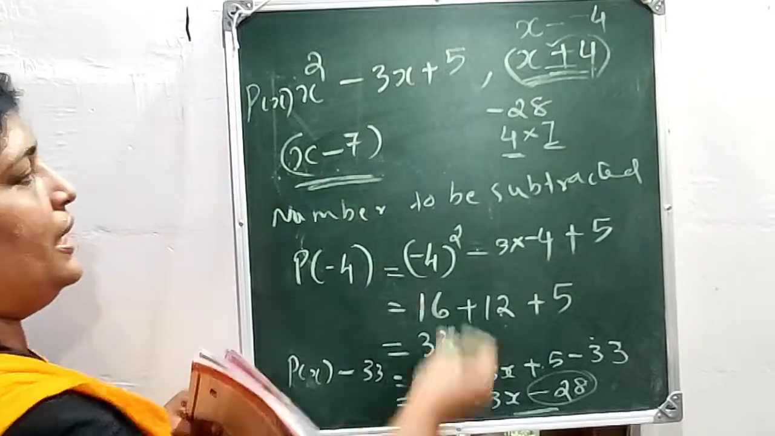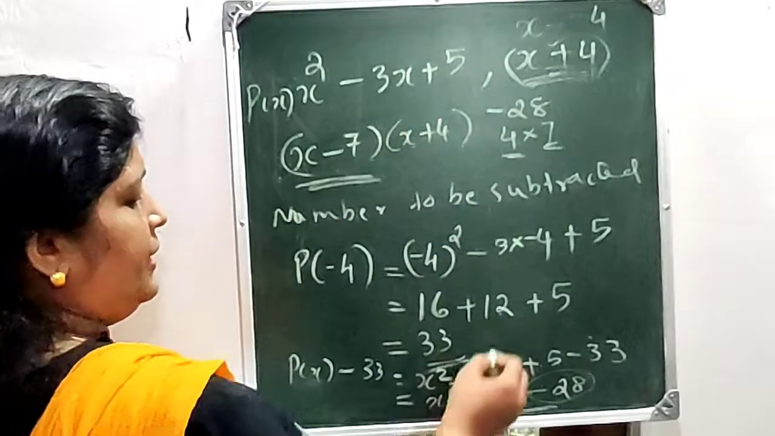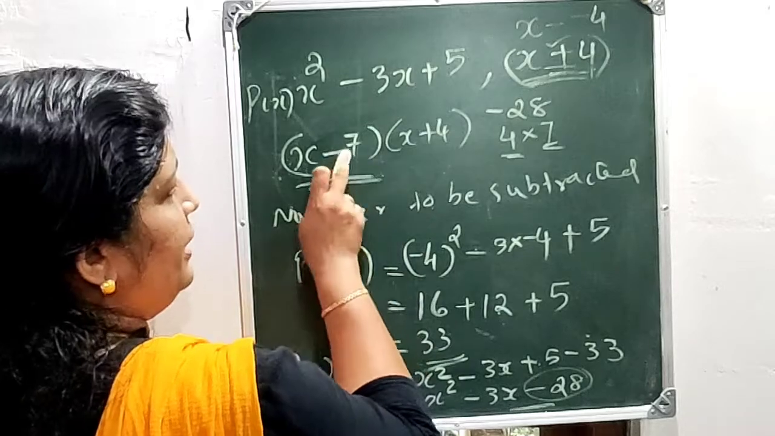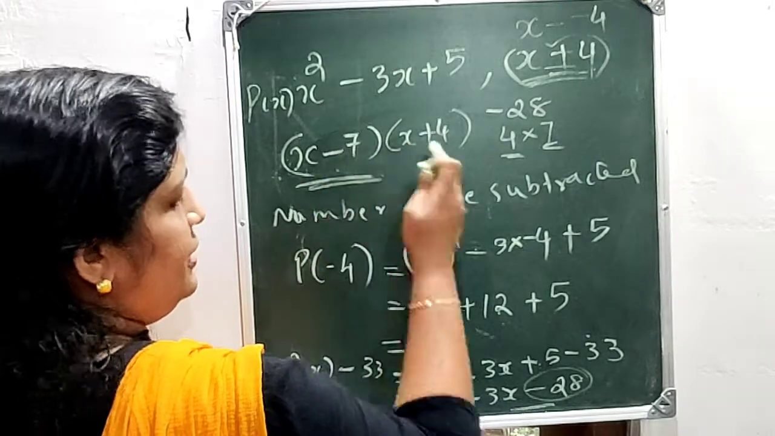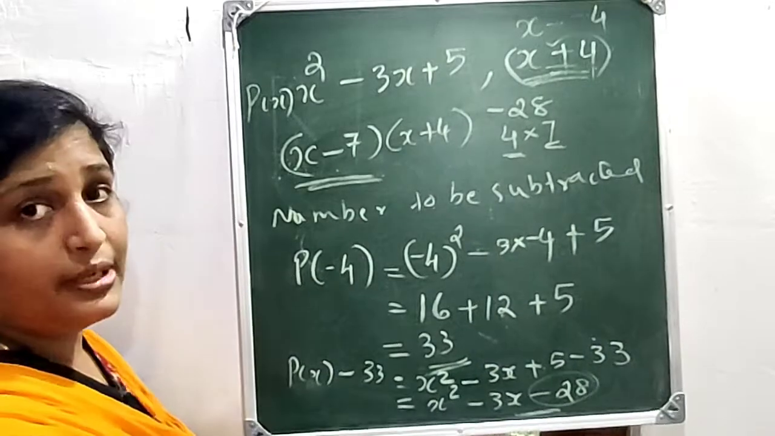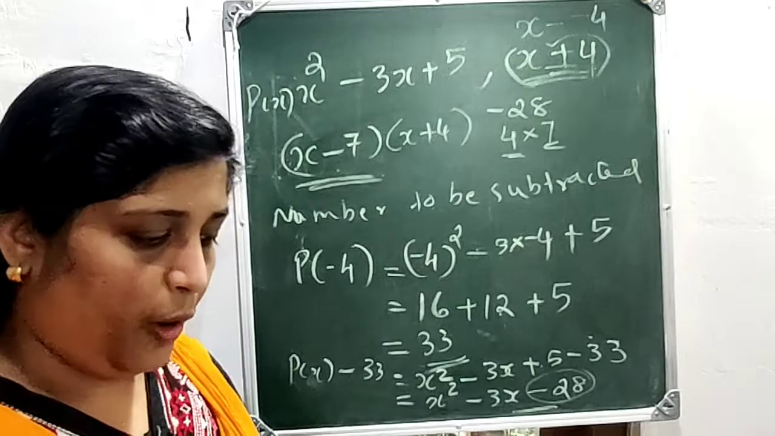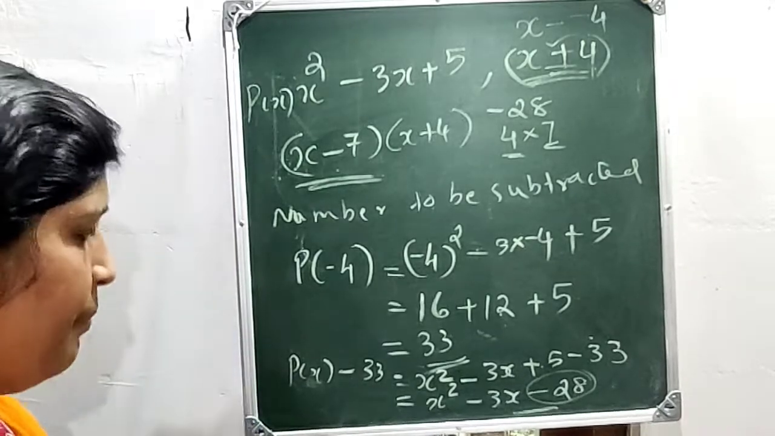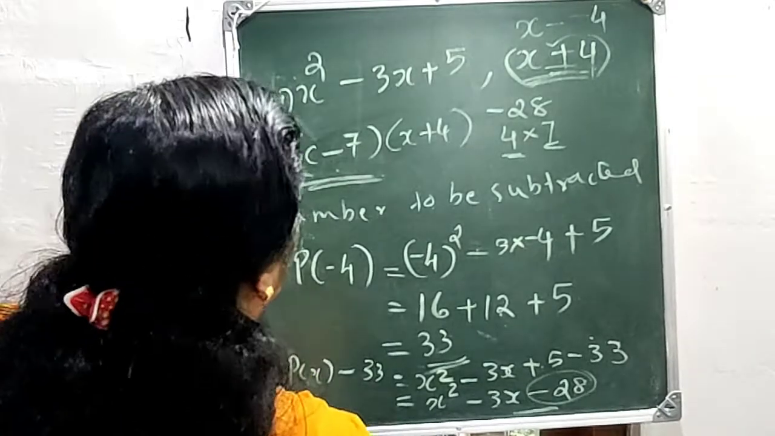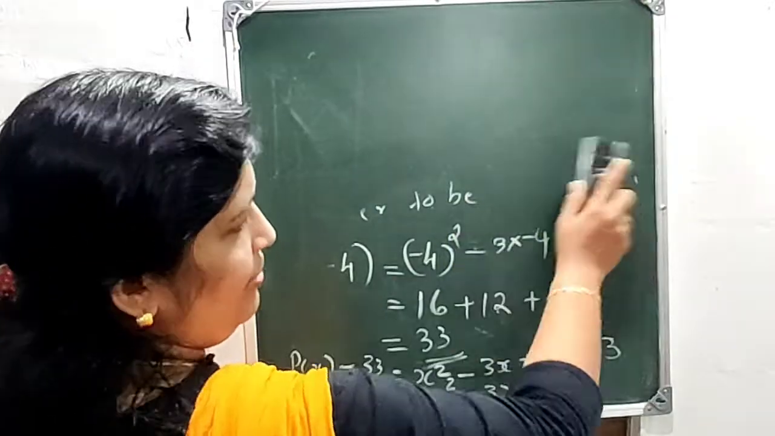So if we multiply x minus 7 and x plus 4, we have x square minus 7x plus 4x, that is equal to minus 3x. Then minus 7 into 4 is equal to minus 28. So this is how we solve this problem. And here we have some more questions like this. I am going to explain those problems also because it is somewhat difficult.